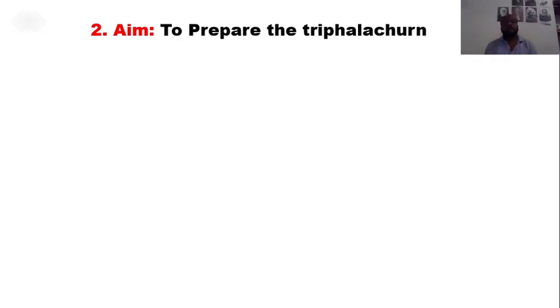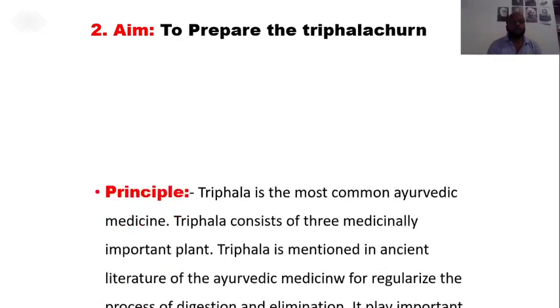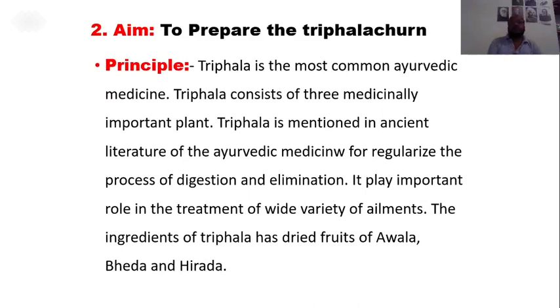The next practical is related to the Triphala churna. You know Triphala is the most common Ayurvedic medicine. Triphala consists of three medicinally important plants. Triphala is mentioned in the ancient literature of Ayurvedic medicine, and it plays an important role in the treatment of a wide variety of ailments. The ingredients of Triphala are the dried fruits of avla, beheda and hirda. These three fruits are used, therefore it is called Triphala. Tri means three, phala means fruit.